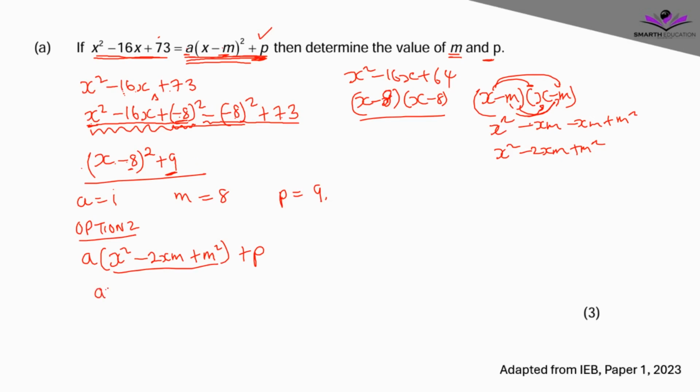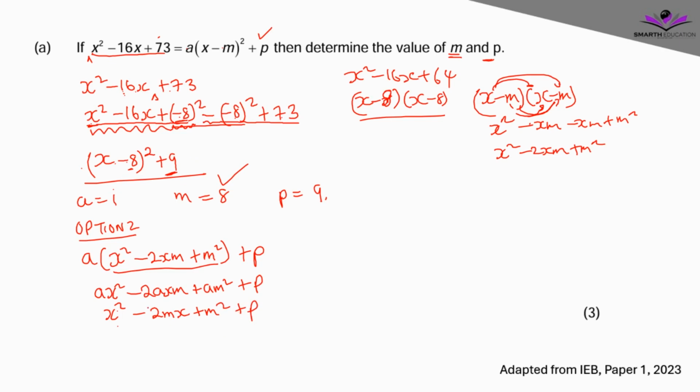We have a x squared, but we know that our a is 1 from this. And then negative 2axm, and then plus am squared plus p. Right, and then from this equation you can see that a is equal to 1, so we remain with x squared minus 2mx plus m squared plus p.